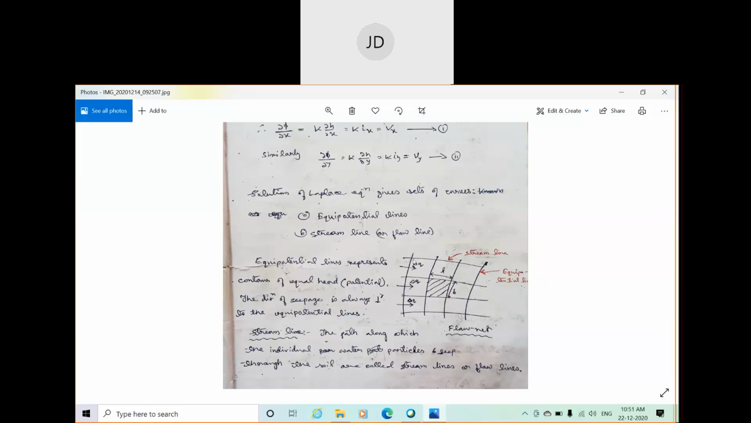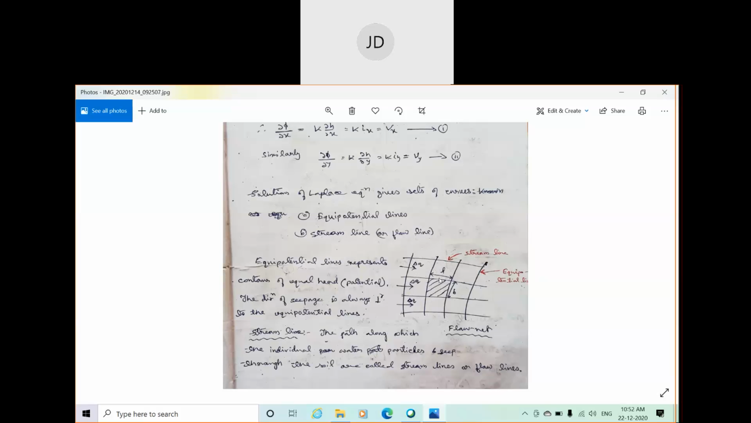The total head difference, 3 plus 3 plus 3, how much? 9. So these lines are drawn in such a way that the potential drop between the lines becomes equal or constant. That's why they are known as equipotential lines. That means the head difference between this point and this point will be equal. Fine.